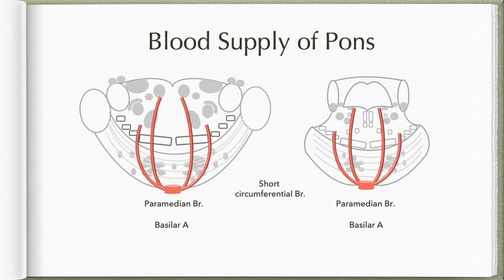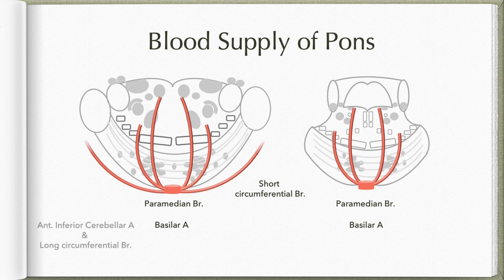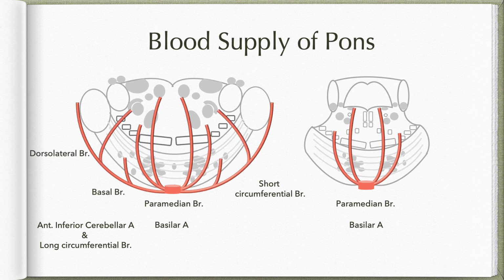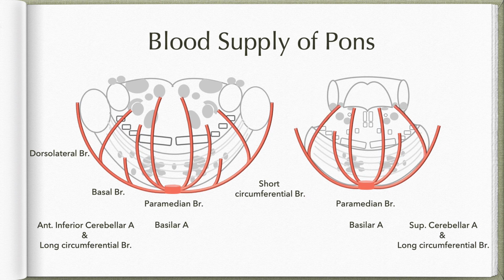The basilar artery will also give short circumferential branches, which can be direct branches or branches arising from the pontine arteries. At the lower level, the long circumferential branches arising from the basilar artery will be also supplemented by the branches given by the anterior inferior cerebellar artery. Now these two sets will be supplying the posterolateral part of the pons, either through their basal branches or through the dorsolateral branches. Similarly, in the upper level, the long circumferential branches will be supplemented by the branches coming from the superior cerebellar artery, which will be again supplying through the basal branches or the dorsolateral branches.